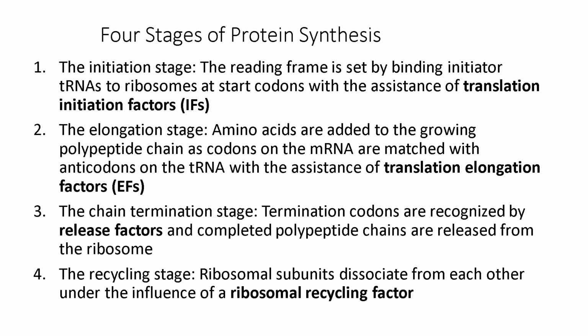Translation is divided into 4 stages. First is initiation, where the ribosome assembles around the start codon with the help of initiation factors. Second is elongation, where amino acids are sequentially added to the growing chain as tRNAs pair with codons on the mRNA. Third is termination, where release factors recognize stop codons and release the newly made protein. Finally, in the recycling stage, ribosomal subunits are disassembled and reused for a new round of translation.